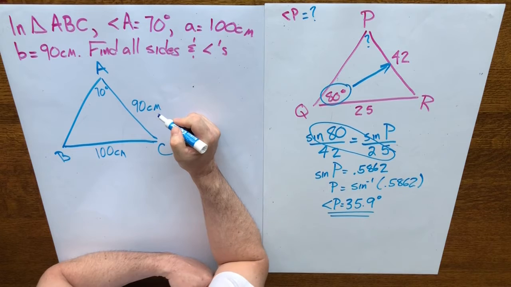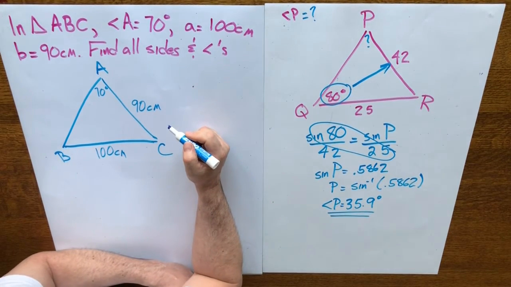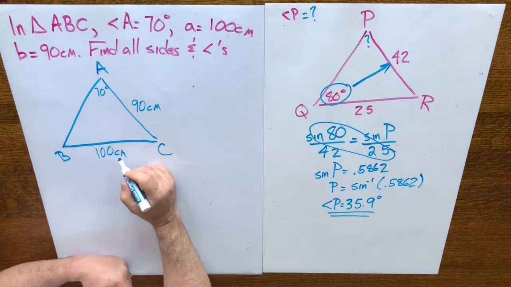Now we need to find all the missing sides and all the missing angles, so let's see if we can do that. Let's begin by noticing that we have angle A and side a, so I'm going to write that down.